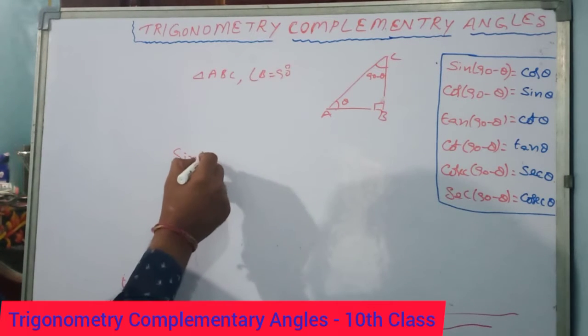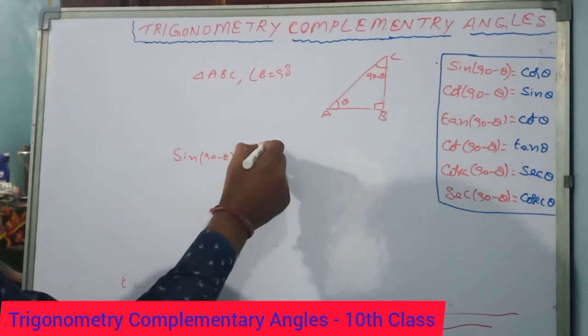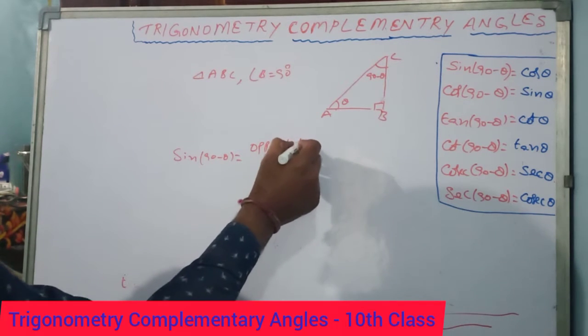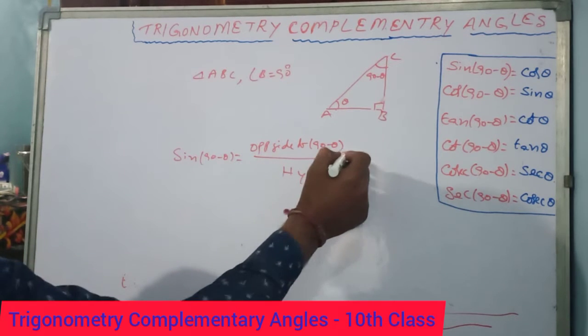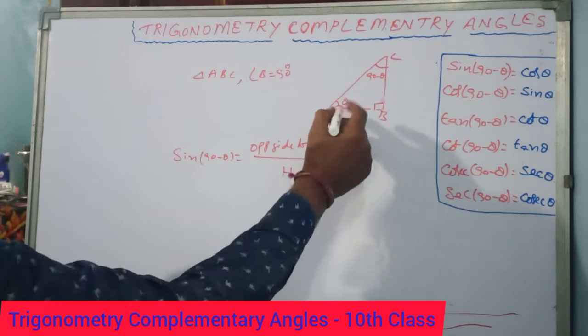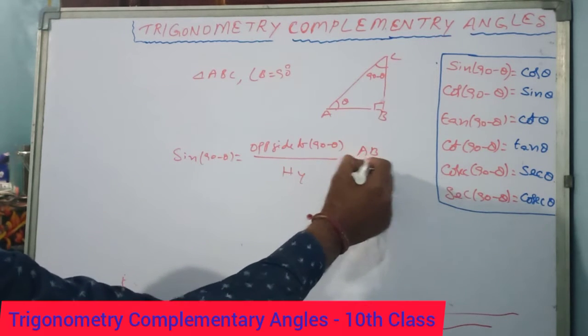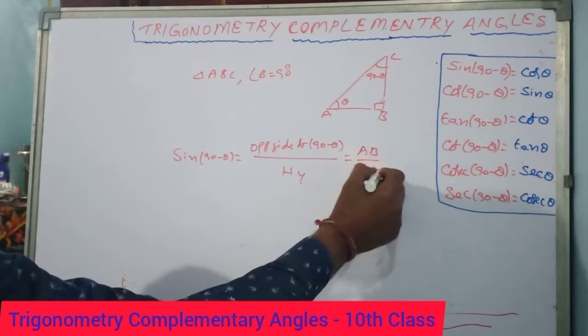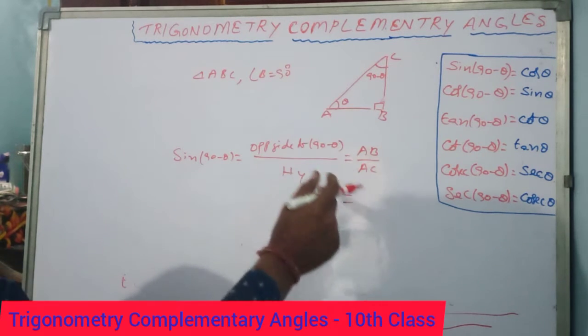So sine of 90 minus theta is equal to, what is that? Opposite side of 90 minus theta by hypotenuse. What is the opposite side of 90 minus theta? The opposite side is AB, and the hypotenuse is AC. What is the relation of AB and AC to theta?